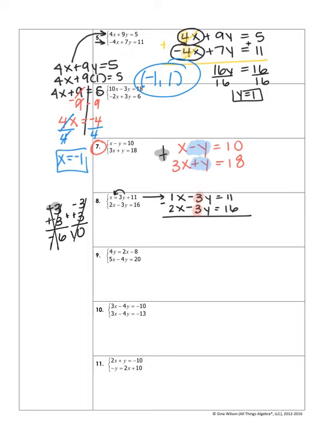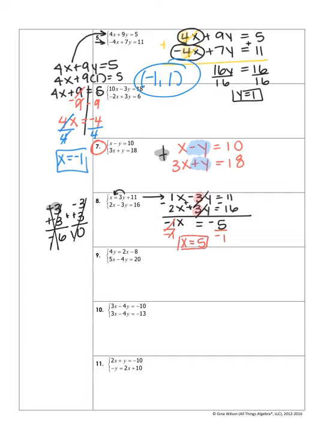So we'll do 1x minus 2x, and you get negative 1x. Then negative 3y minus negative 3y. My minus negative makes a plus, and that makes 0 y's. Then 11 minus 16 is negative 5. So we have to subtract everything. Then we're going to divide by negative 1. And you get x equals positive 5.